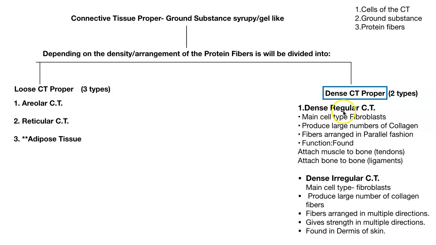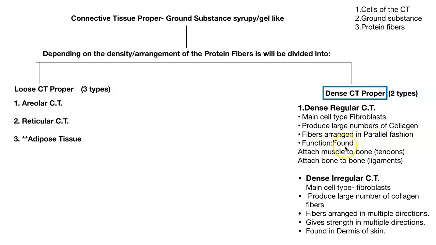So dense regular connective tissue. The main cell type is still going to be the fibroblast. The main protein fiber is going to be huge numbers of collagen, and those collagen protein fibers are going to be arranged in a parallel fashion. And I'll show you that shortly.